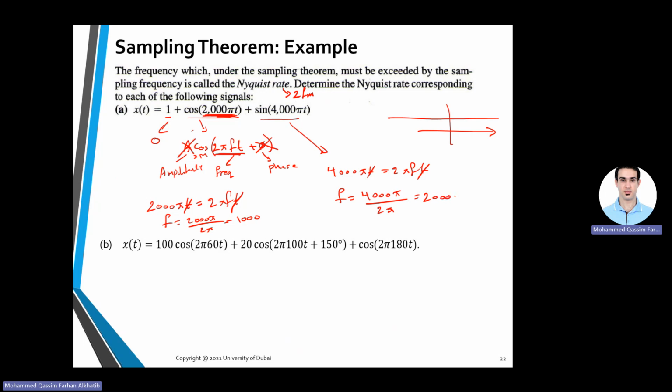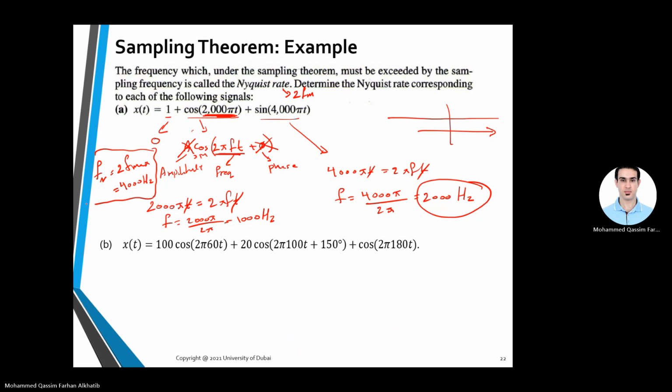What will be the unit of frequency? Hertz. So what is the maximum frequency here? 2000 hertz. What will be my Nyquist rate? Nyquist rate, f Nyquist equals 2 f max. So my Nyquist rate will be 4000 hertz. Is it clear? What will be the Nyquist sampling period?